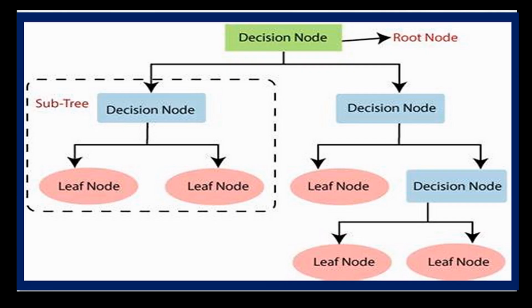Then comes decision tree. The decision tree algorithm is a powerful tool which is used in machine learning for making predictions and classifications. It's like a predictive flow chart that helps identify patterns in data to make accurate forecasts.